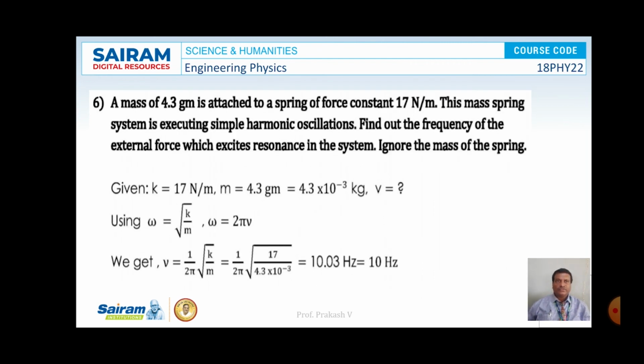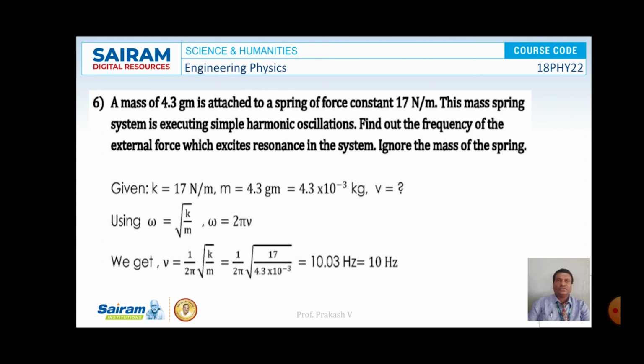The sixth problem is, a mass of 4.3 gram is attached to a spring of force constant 17 Newton per meter. This mass spring system is executing simple harmonic oscillations. Find out the frequency of the external force which excites resonance in the system. Ignore the mass of the spring. So here k value is given as 17 Newton per meter and the value of m is 4.3 grams. So convert that into kg.